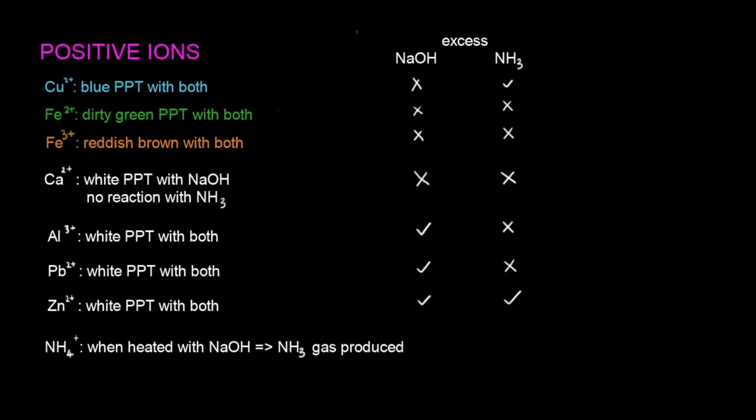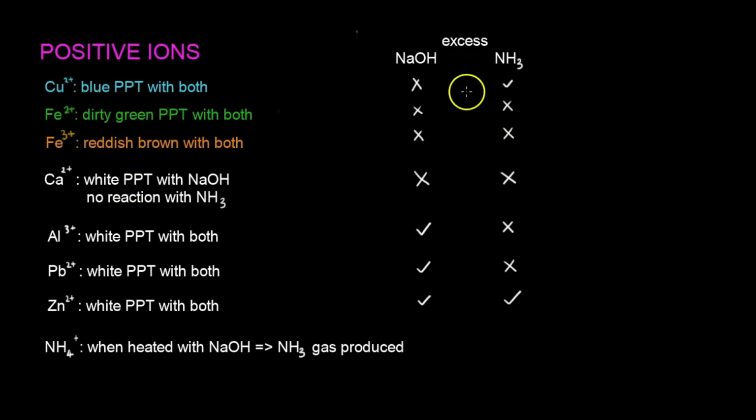This is the same as the previous, just that I presented it in a different format. Let's go through. Cu2+ forms a blue precipitate with either NaOH or NH3. In excess NaOH, it cannot dissolve. In excess NH3, it can dissolve. Whereas Fe2+ forms a dirty green precipitate with both NaOH and NH3, and is insoluble in both excess NaOH and excess NH3. Similarly, Fe3+, which is reddish brown in color, is insoluble in excess NaOH and excess NH3.